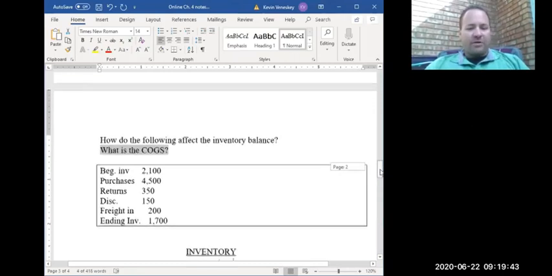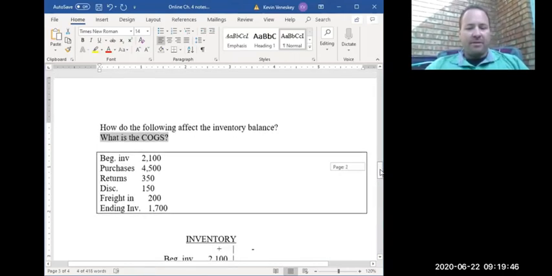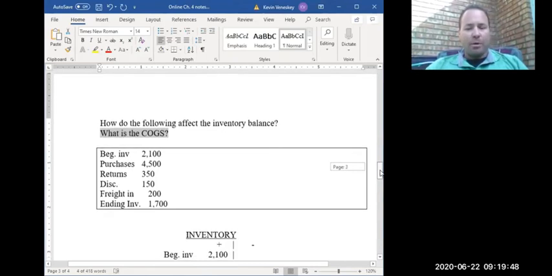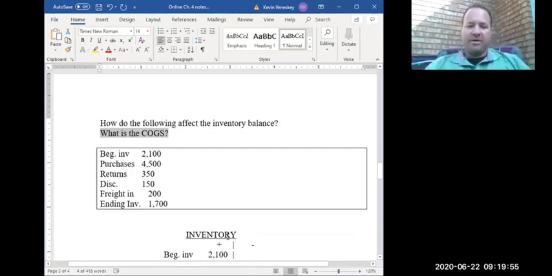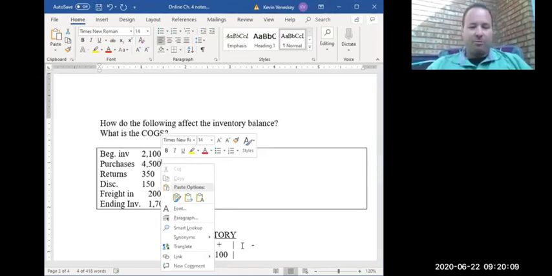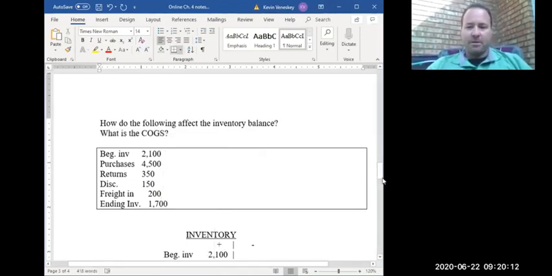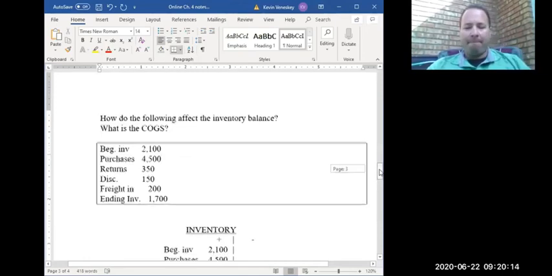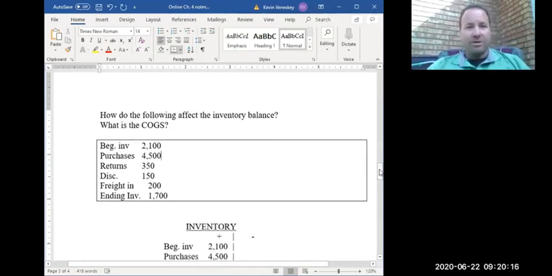All right, so for our answer, what I've done is I made a little T account here on the Word. It's not as nice as on an Excel sheet perhaps, but you can get the picture. So inventory is an asset account, plus and minus. It said we started with $2,100 worth of goods on the plus side. Okay, then we have to think, what do we do with purchases? How do purchases affect our inventory? Well, they make our inventory go up. We're adding more stuff to it.